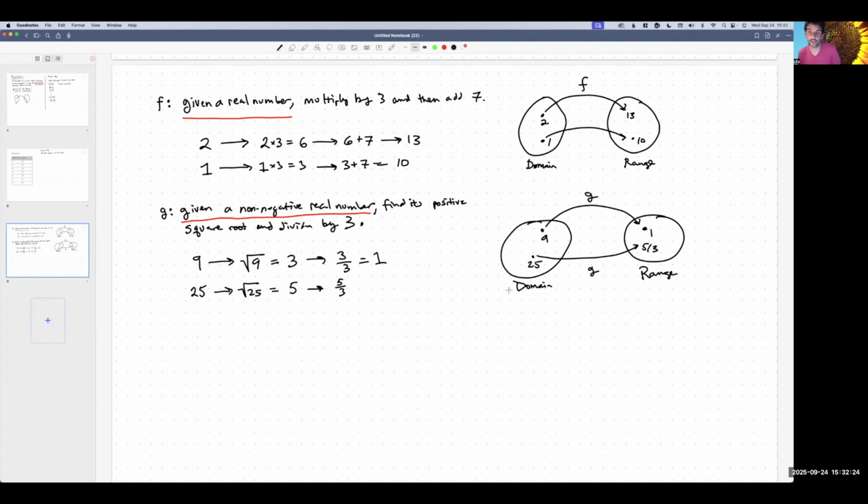Right? And don't let the fact that I'm choosing nice, easy numbers fool you, this also works for numbers that aren't perfect squares. I could do this for 8. We'd have the square root of 8, which can be written as 2√2. Either way is fine. And then we divide it by 3 to get 2√2 over 3.